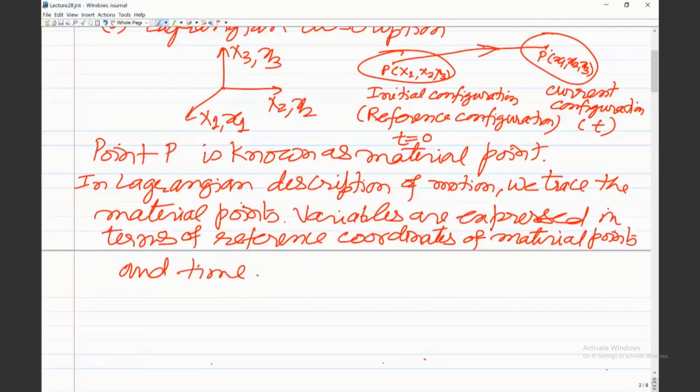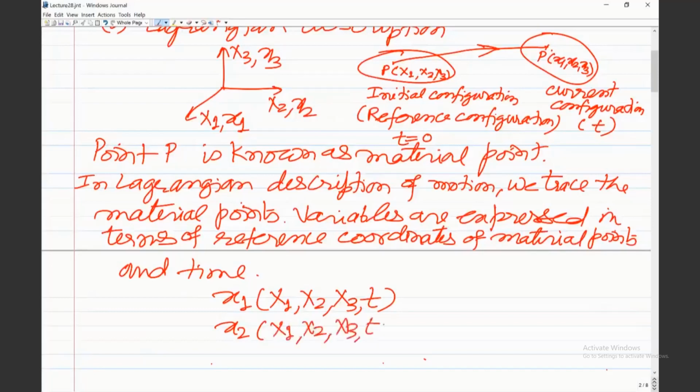So for example, if we look at the current coordinates, x1 is a current coordinate of material point P, and that would be expressed as a function of X1, X2, X3 and time t. It is an explicit function of the reference coordinates, capital X1, capital X2, capital X3, which denote the initial position of the material point, and by that the material point is referred. Similarly, the x2 coordinate would be a function of X1, X2, X3 and t. The x3 coordinate will also be a function of X1, X2, X3 and t.